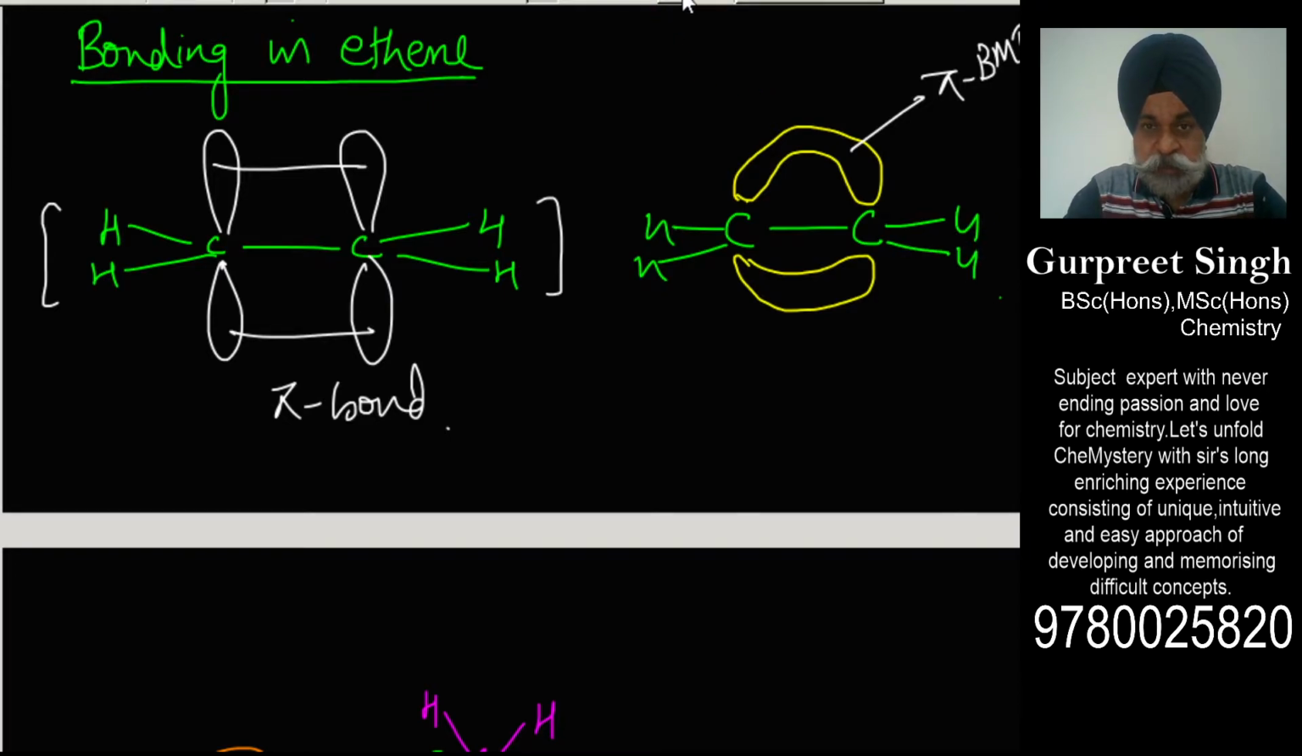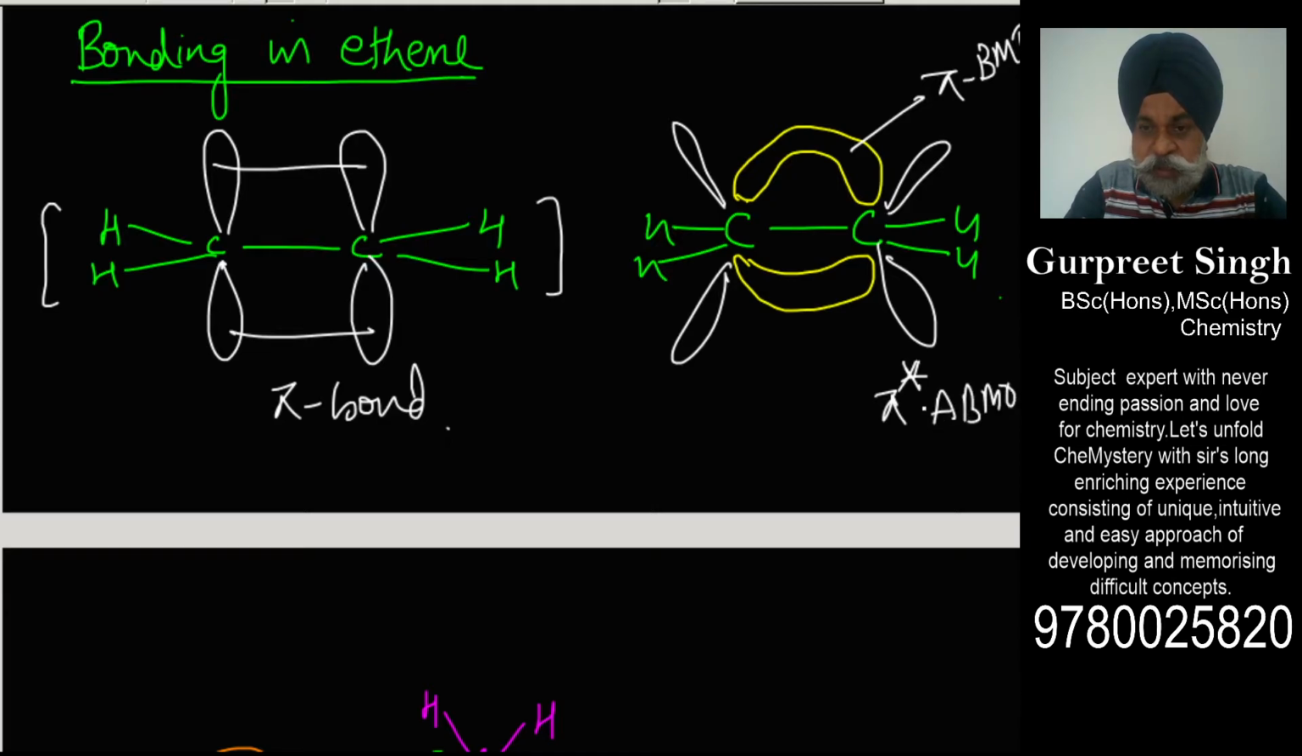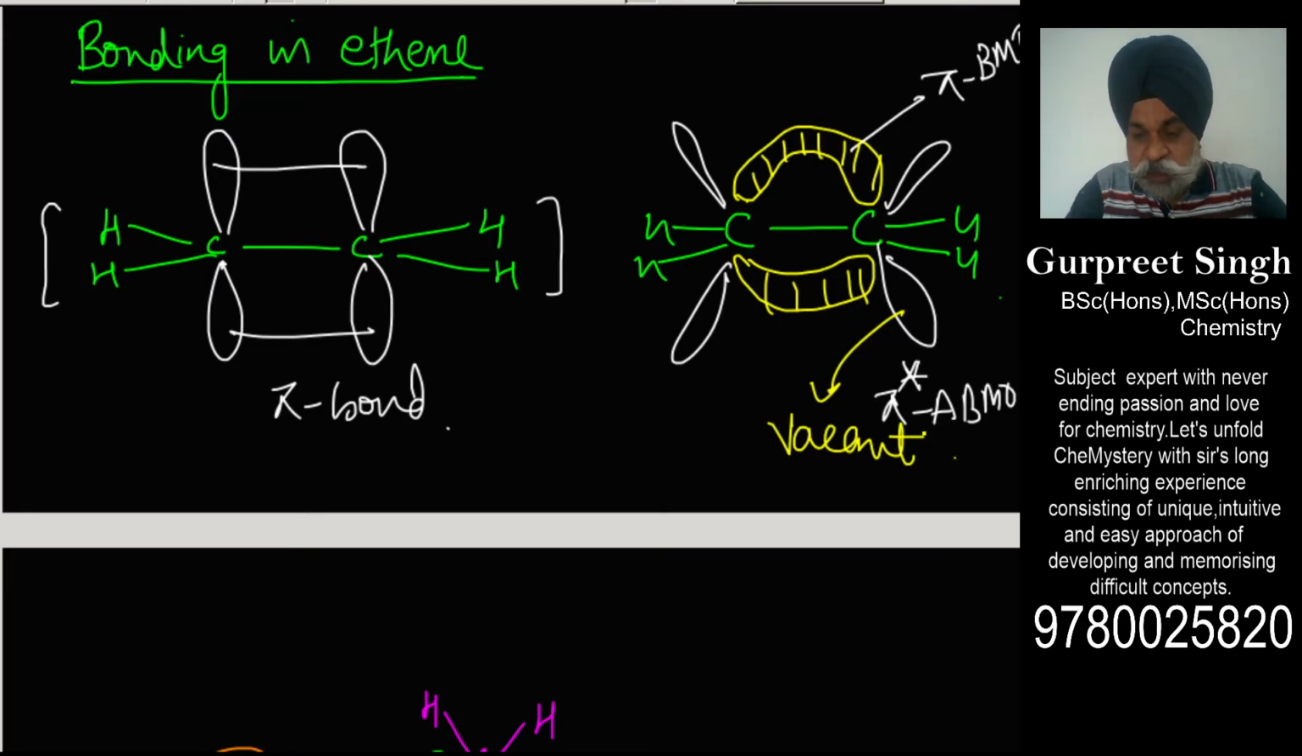And also you should remember that this ethene would also have a pi star anti-bonding molecular orbital, which is vacant. The pi bonding orbital contains the electron density, but the pi star anti-bonding molecular orbital of ethene is still vacant. Did you get this point? So this is in regard to molecular orbital theory.